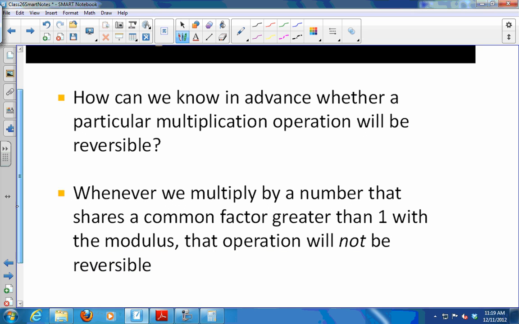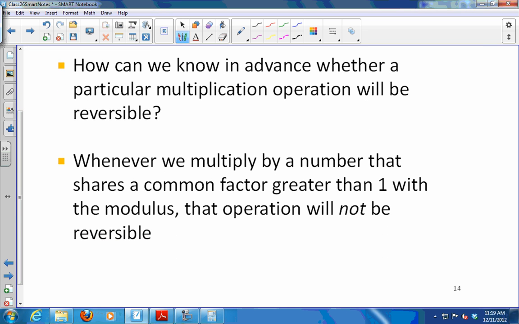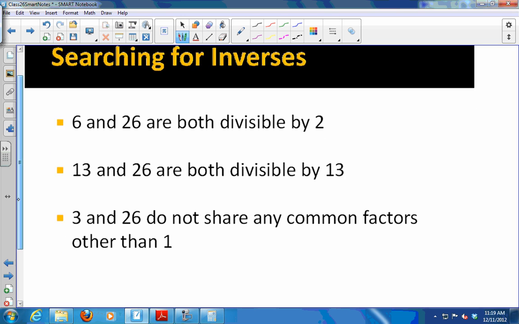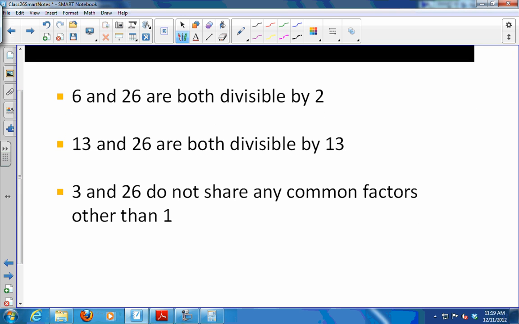So how do we know in advance whether a particular multiplication operation is reversible? It turns out that if you multiply by a number that shares a factor with the modulus, then it will not be reversible. So remember, the modulus for us is 26, the number that you divide by. So 6 was not reversible because 6 and 26 share a factor of 2. 2 goes into both of them.